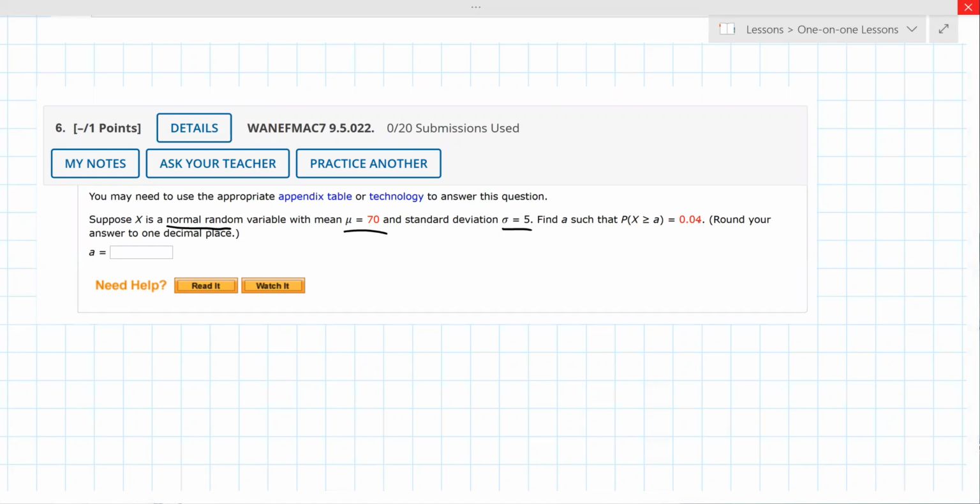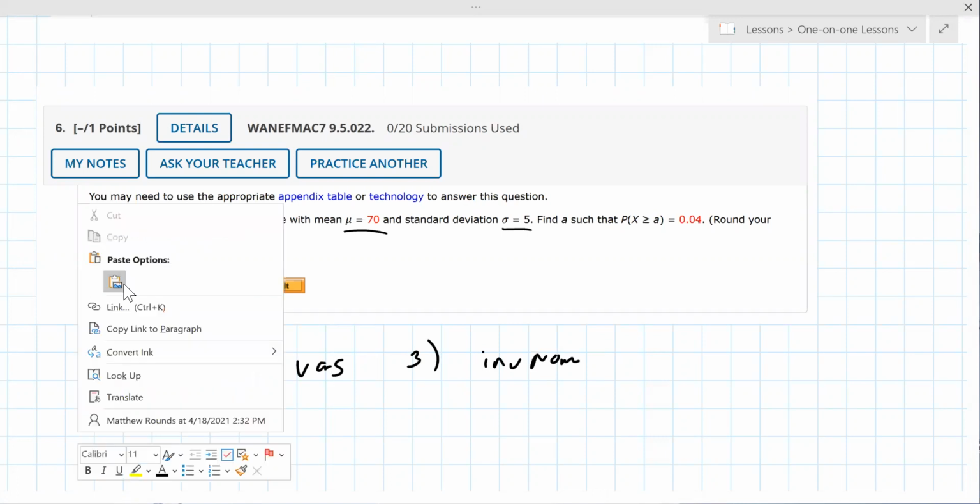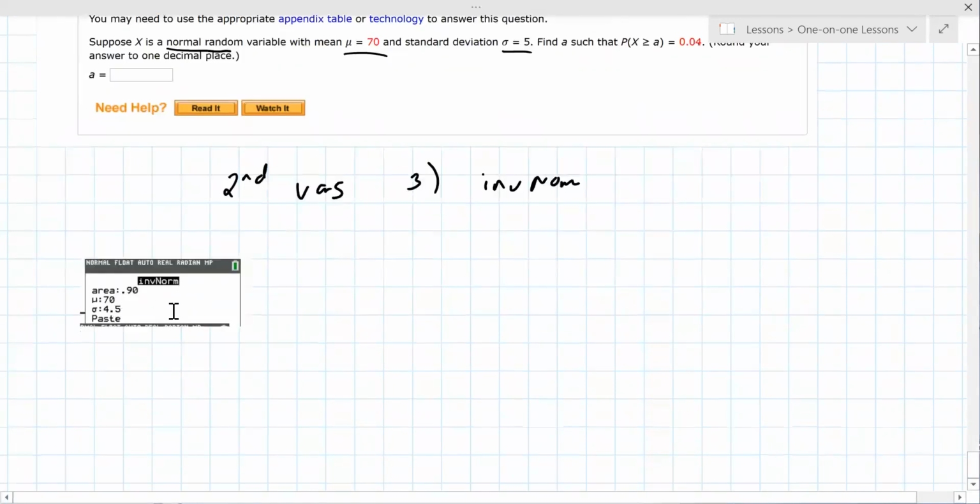and it's number 3. It's the second vars number 3, which is this inverse norm. And then you should get something that asks for area, mu, and sigma. Yes. Great. Okay. So there's a few little wrinkles here.